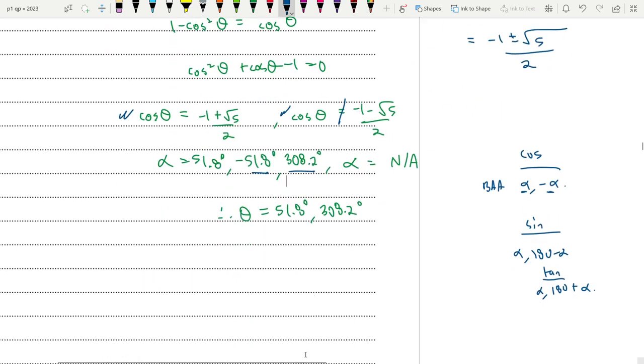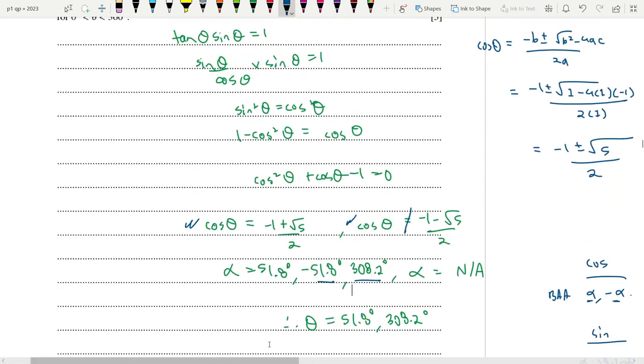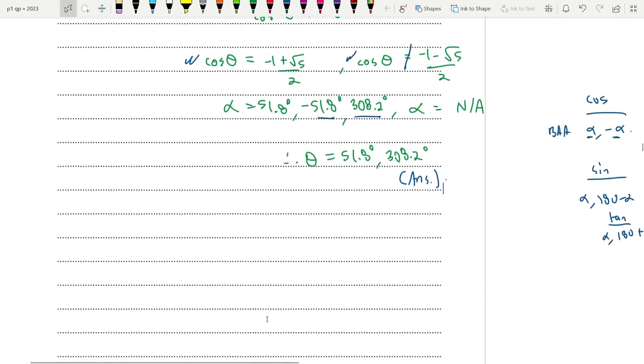All angles to one decimal place, by the way, but all other answers to three significant figures if irrational. Is this fine? Let's go to the next one.